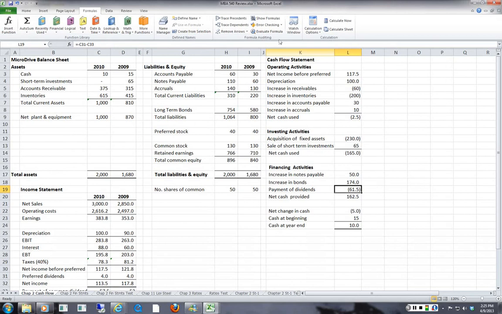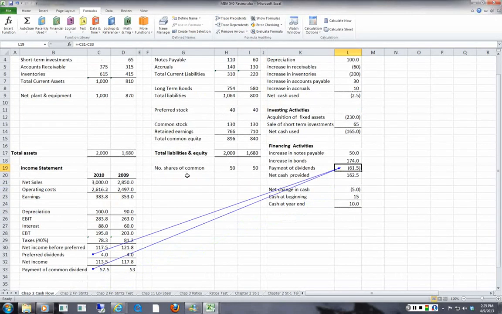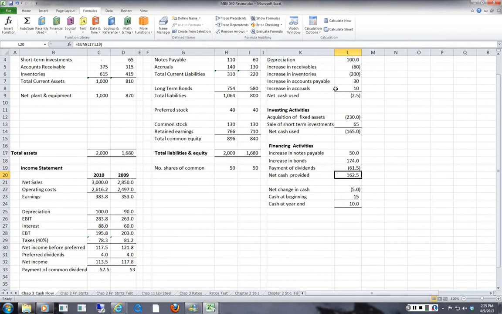Now we paid some dividends, and we paid two dividends. We paid the preferred dividends of $4,000 and the common dividends of $57.5 thousand. So that's a total of $61.5 thousand of payment of dividends. So the net cash provided by financing is $162,500.